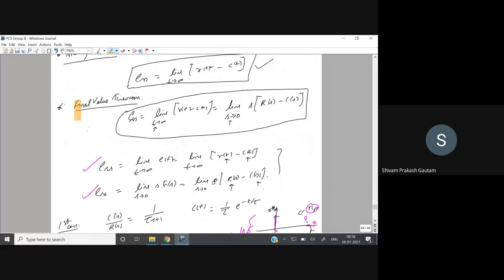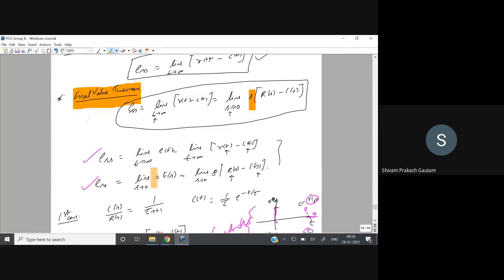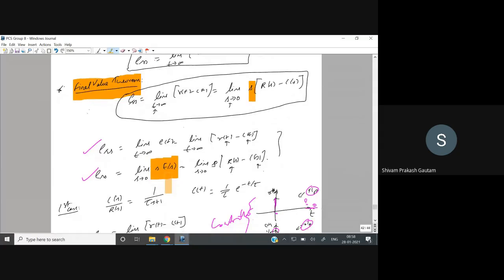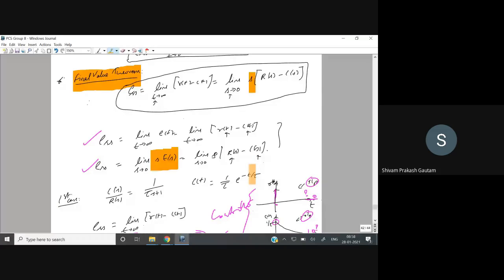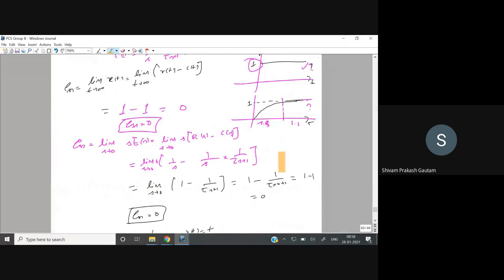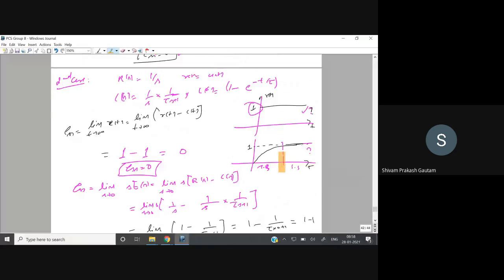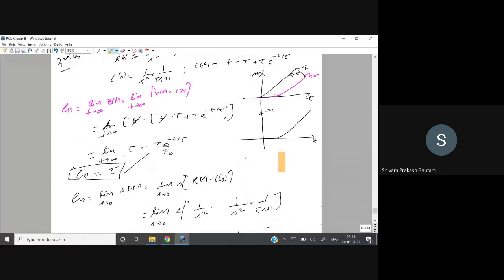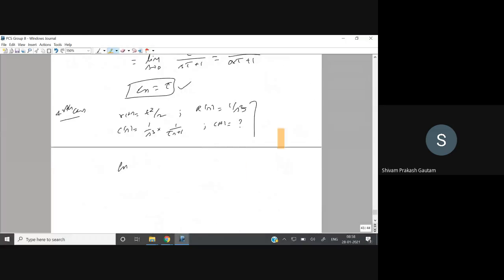We can also calculate the steady state error by the final value theorem, that is in the frequency domain, that is limit s tends to 0 of s into E(s). Here s is an extra term multiplied by the error. Error is equal to input minus output. So you can see we have calculated for all the cases: the first case is impulse, the second case is step, and the third case is ramp. And I have said that you can calculate it for parabola. Is there any doubt?